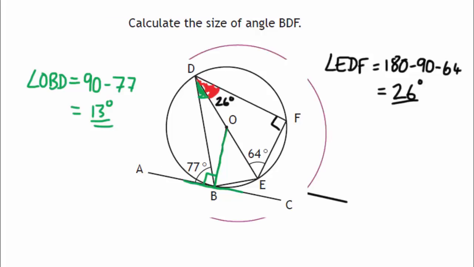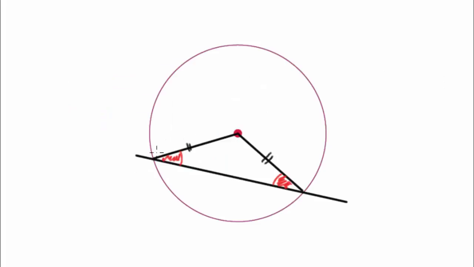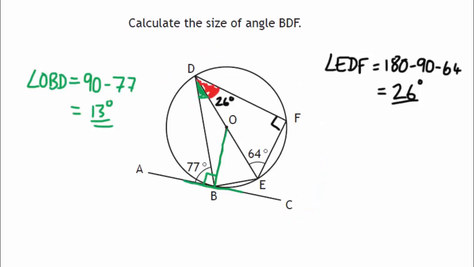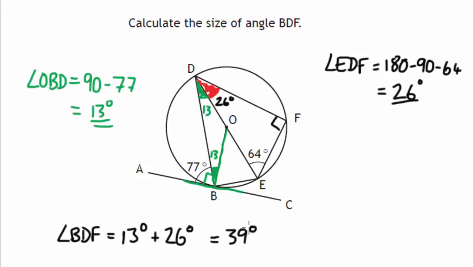Now, if we have a look at the third rule, that says if you have a triangle in which two of the sides are the radius of the circle, these sides are equal to each other, which means that these angles are equal to each other. So if this is 13, well, this must be 13 degrees. So what we can then do is add these two together, and that will give you the angle of BDF. Angle BDF equals 13 degrees plus 26 degrees, and that is 39 degrees.